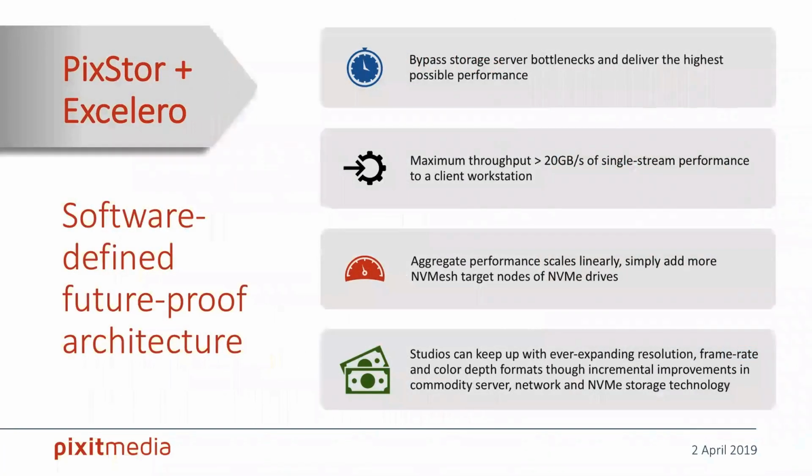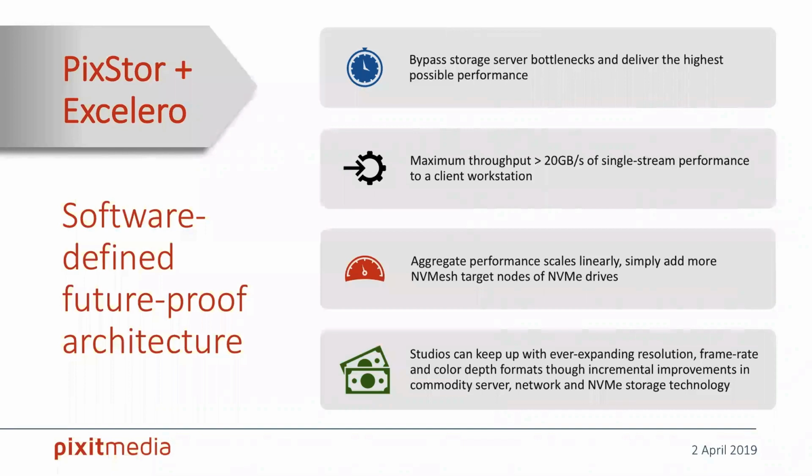So what does this look like? Let's dive into some of the components. So Pickstore plus Excelero, we call this our software-defined future-proof architecture. It's a blazingly fast, future-proof technology that overcomes storage server bottlenecks to deliver the highest possible performance, accelerating uncompressed workflows at any K resolution. Delivers the maximum throughput to a single client, possible to achieve over 20 gigabytes per second single stream performance to multiple workstations or servers over Ethernet.